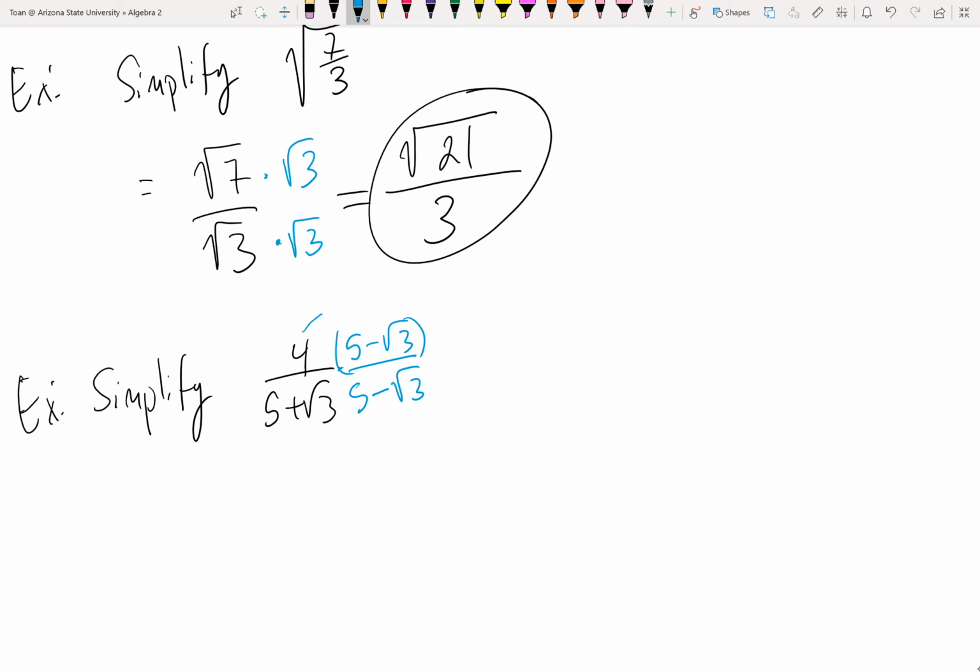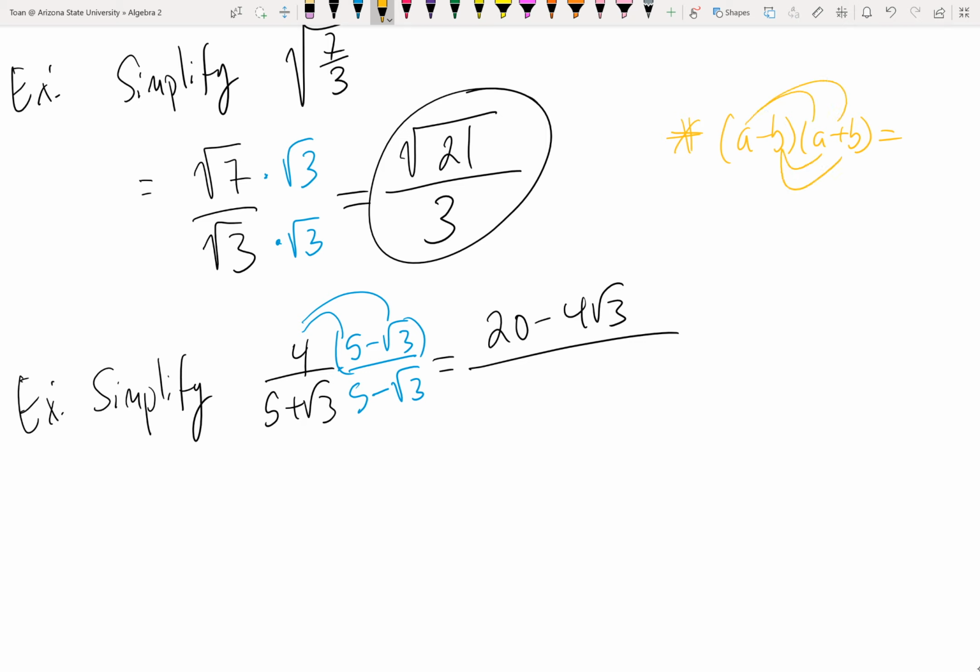Now in the numerator, you can just do regular FOIL, regular repeated distribution. So that's 20 minus 4 rad 3. And of course, we can go ahead and FOIL out the denominator. But you have to remember our special factoring pattern. Remember how we said if you multiply two conjugates, a minus b times a plus b, you do not actually have to FOIL because the middle terms will always cancel out. That simply equals the first guy squared minus the second guy squared.